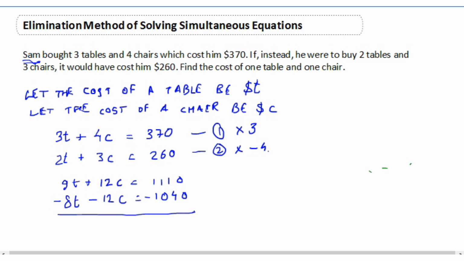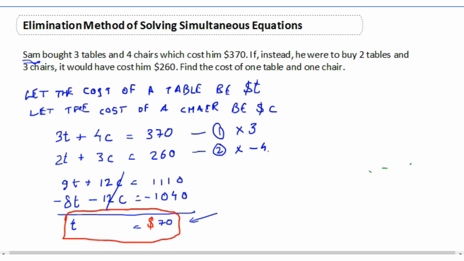So now I'm going to add these two equations together and let's see what we have got. 9t minus 8t gives me only 1t, or I can just say t, and 12c and minus 12c get cancelled out, and here 1110 minus 1040 gives me 70. So now we have found that t is equal to 70. That means the cost of one table is $70. So that's the solution. I can highlight that.